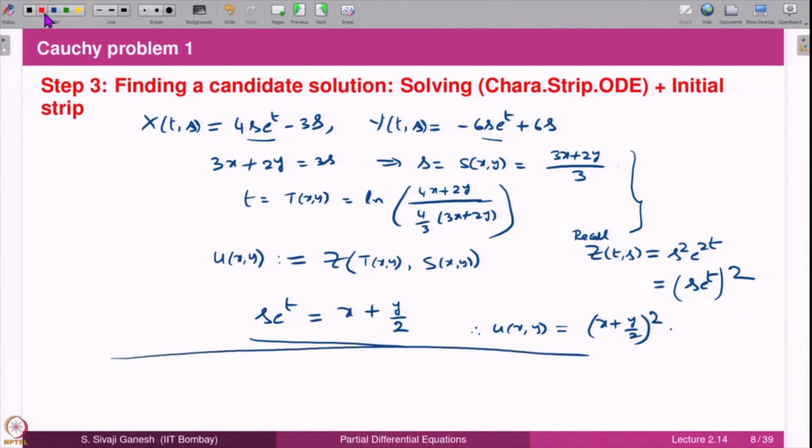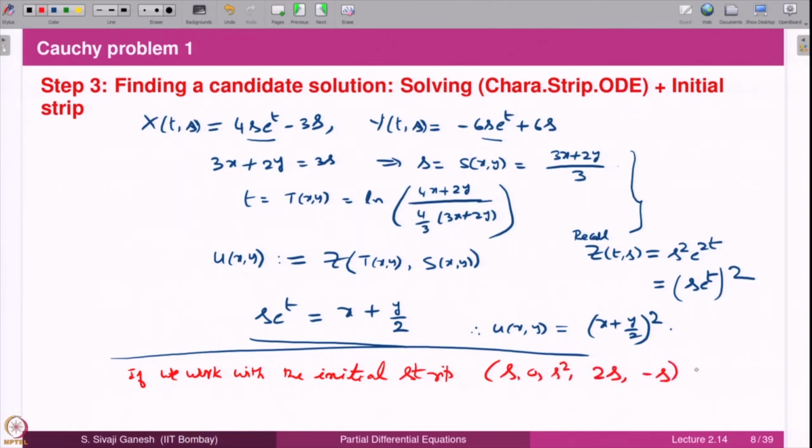Now, suppose you chose the other initial strip. This I leave it for you to work out. What is that initial strip? (s, 0, s squared), with P(s) equal to 2s, Q(s) equal to minus s. We get the solution as u(x,y) equal to ((x minus y)/2) whole squared.